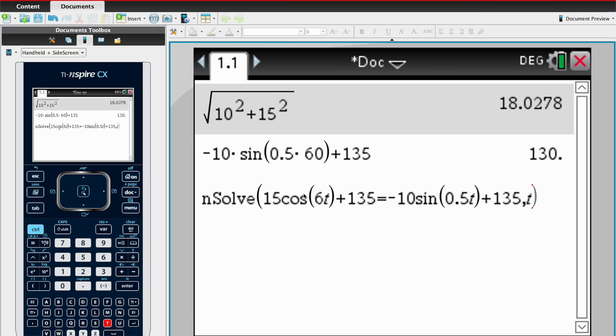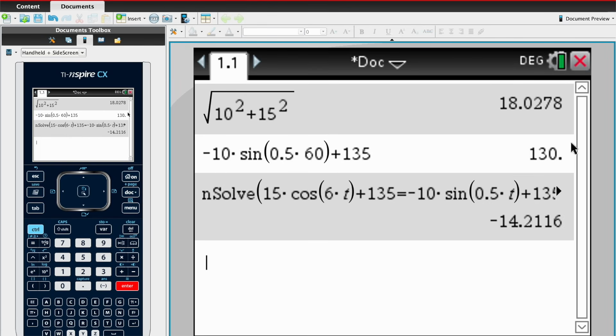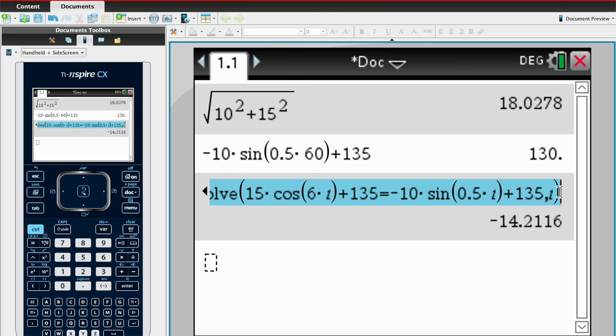All right, 15 cos 6t plus 135. This looks good. In degrees, and there's our answer. So negative 14. Negative 14 is a problem because t itself should be greater than or equal to 0. So it's not the end of the world or anything. We'll still use this, but we're just going to have to make one qualification.